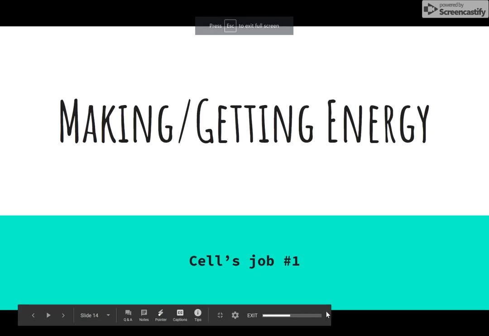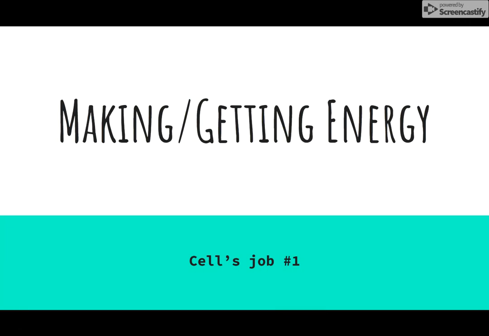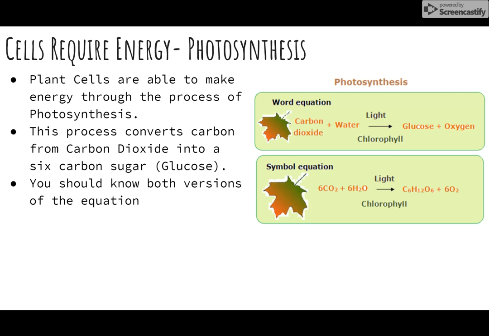So this is our third cells video. We are going to be covering a cell's most important job, which is making or getting energy. We're going to be focusing on how plant cells make energy through the process of photosynthesis. This process converts carbon dioxide into a 6-carbon sugar.